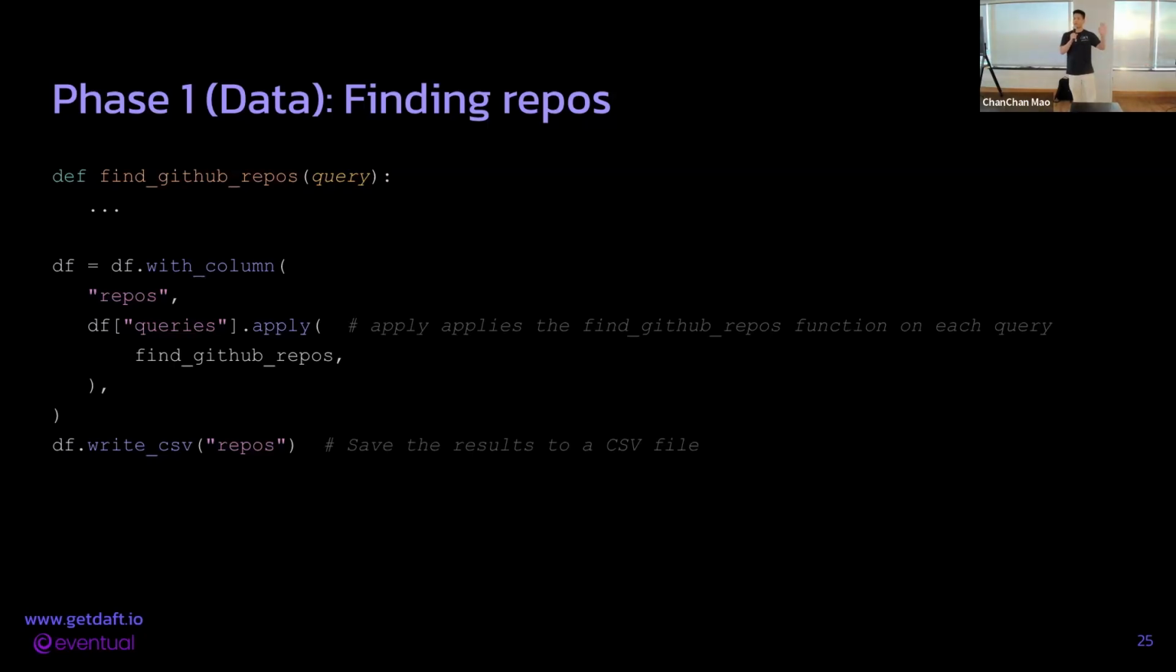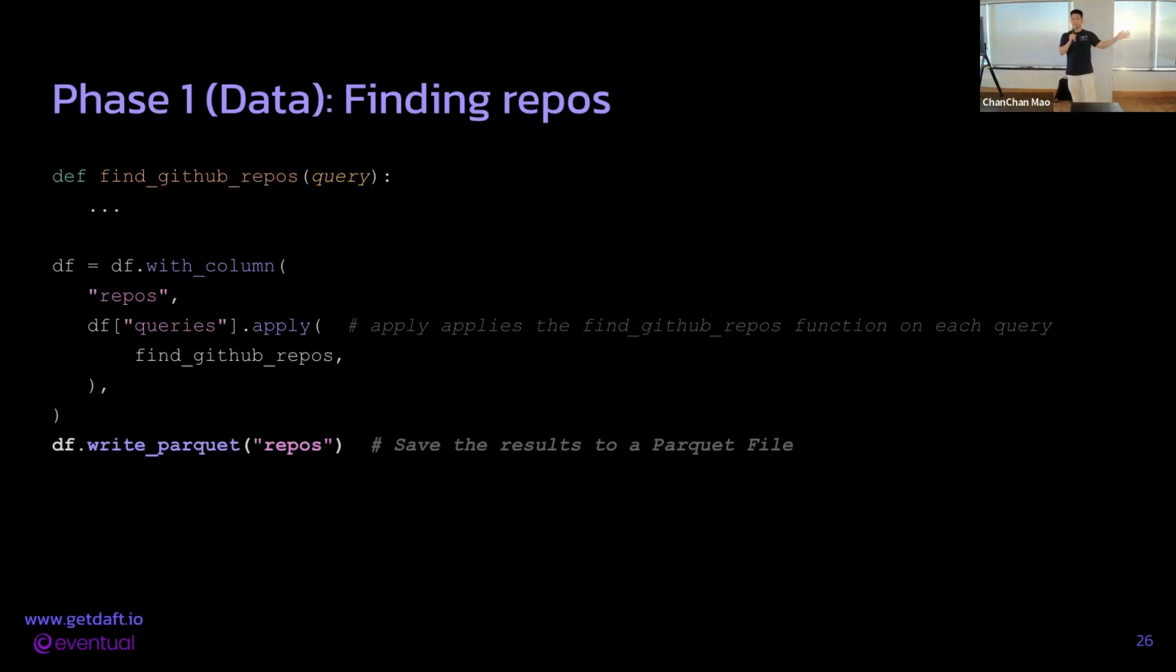With Daft, I can put this custom GitHub API search code inside a function, put that function into Daft's DataFrame API, and it just works, right? We make the API request concurrently, and we write the results to a CSV file. Or I might choose a Parquet file. I might have a lot of data. I might want to store it efficiently in columnar format. Maybe I want to store it in S3 in cloud storage.